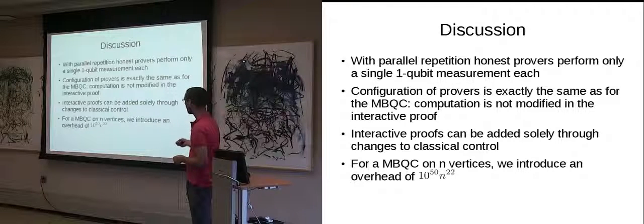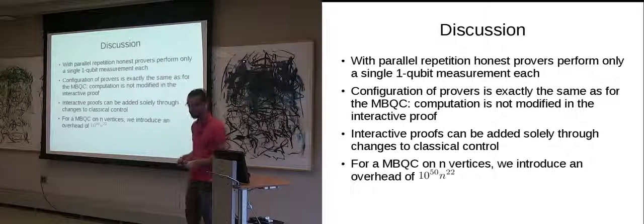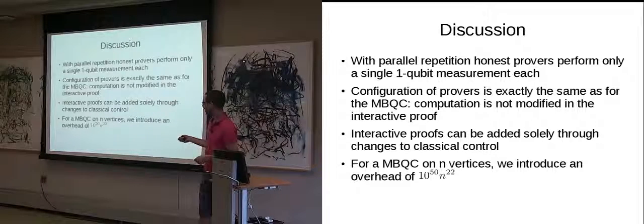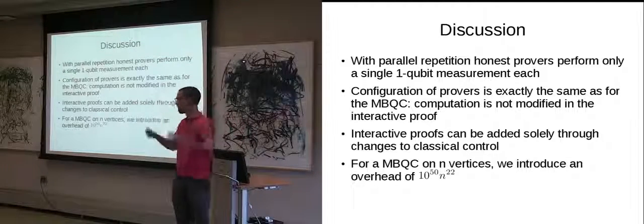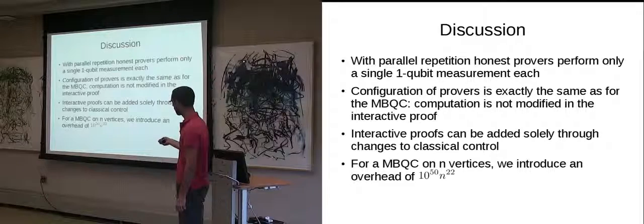It's worth noting that in the Reichardt-Unger-Vazirani paper, the exponent on n is 8,192. So I was very brave and decided I was going to actually calculate my polynomial and then just let it be out in the world. So at least I have an improvement on that.